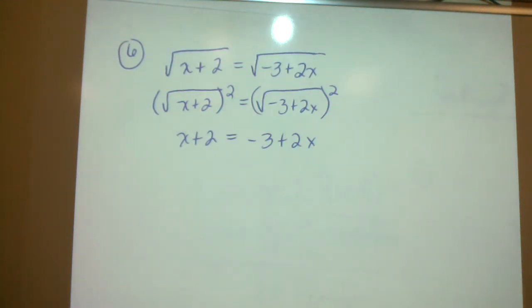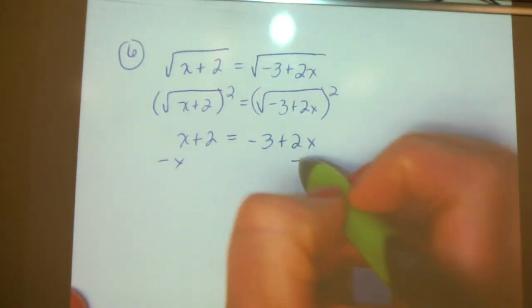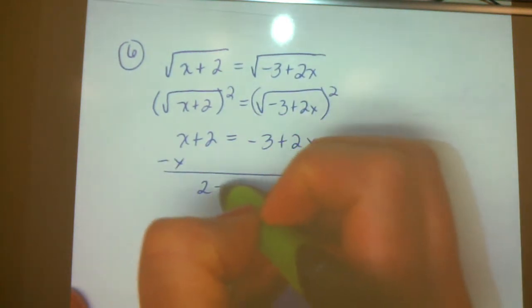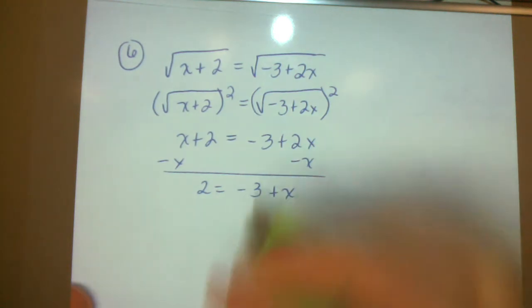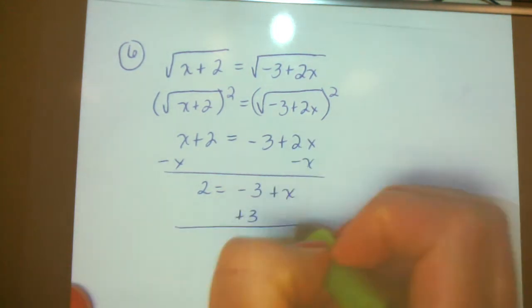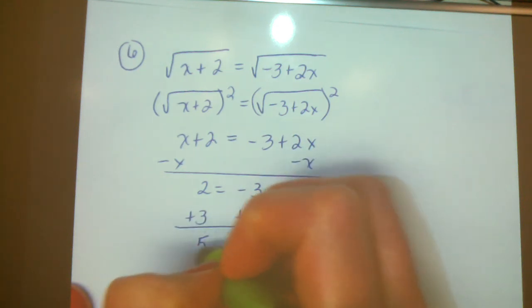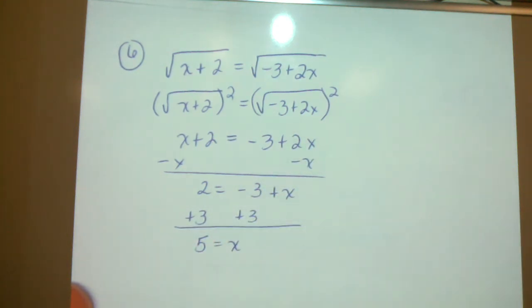All right, I'm going to start moving things around. Let's start with the variables. This is solving a multi-step equation. I'm going to subtract x. I've got 2 is equal to negative 3 plus x. Then I'm going to add 3. I'm getting 5 is equal to x.